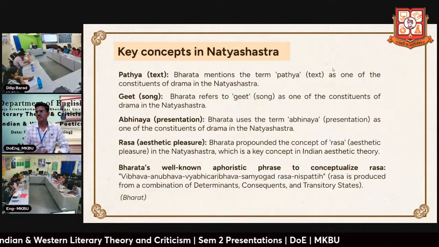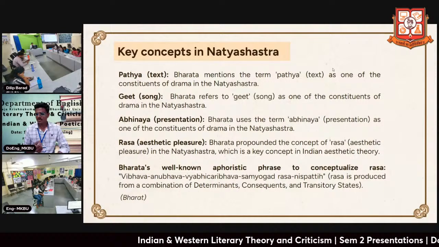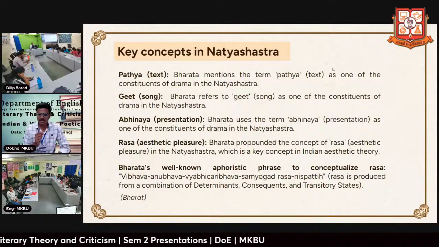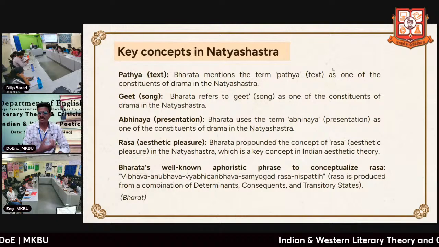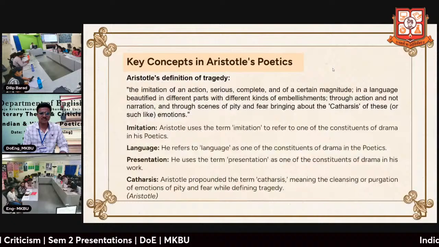The main rasa. Bharata's well-known aphoristic phrase that conceptualized rasa: Vibhava, anubhava, vyabhichari bhava, samyogad rasa nishpatti. It means that rasa is produced from the combination of determinants, consequents and transitory states. When these things are performed or played on a stage, then the pleasure can be felt by the audience. This is taken from Bharata's book.